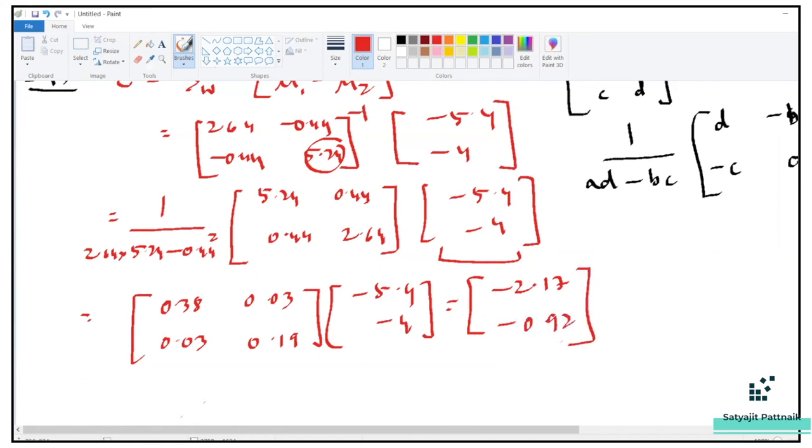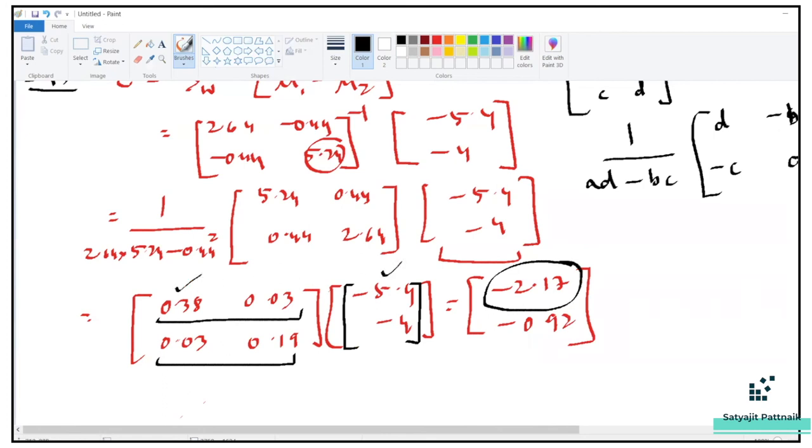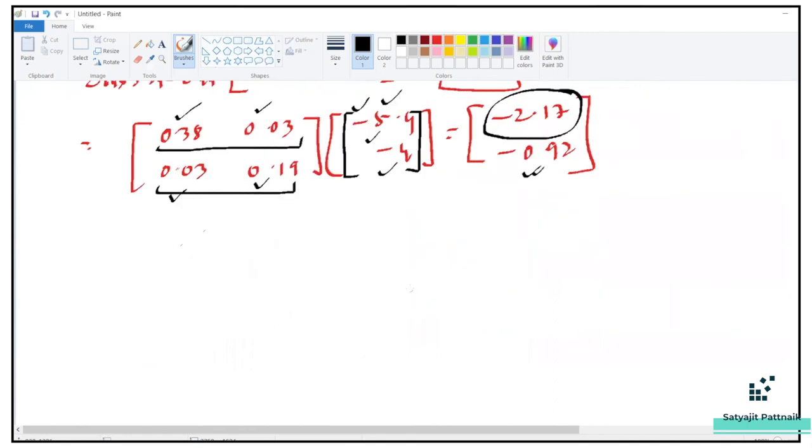How it is done, you just have to go back to your basics and try to understand. It will be this multiplied with this and this multiplied with this, right? So this element is nothing but 0.38 into this plus this into this. If you do that, you will get this value. The second element is this into this plus this into this. So this is my final output, which is nothing but my projection vector. Now I already have my projection vector. Let's try to plot the graph and see how my data points look like.